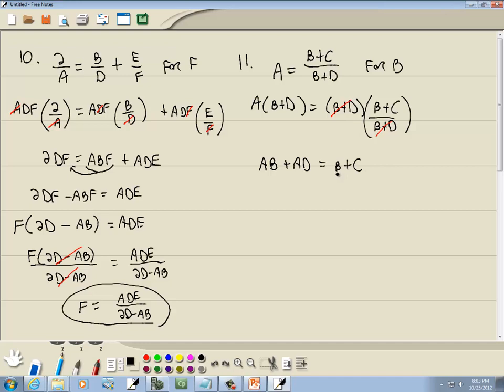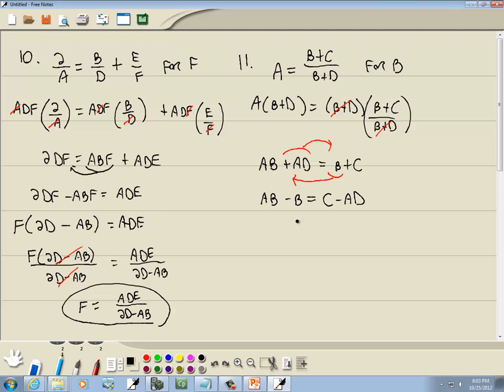Now our next step is to get everything with the variable we're solving for on one side, everything else on the other side. We're solving for B as in Bill. So I'm going to get all the B's on the left side and everything else on the right side. So I take the B over the left side. Remember, you take anything across your equals, your sign changes. It becomes a negative B. And I'll take the AD to the right side and it becomes a negative AD.